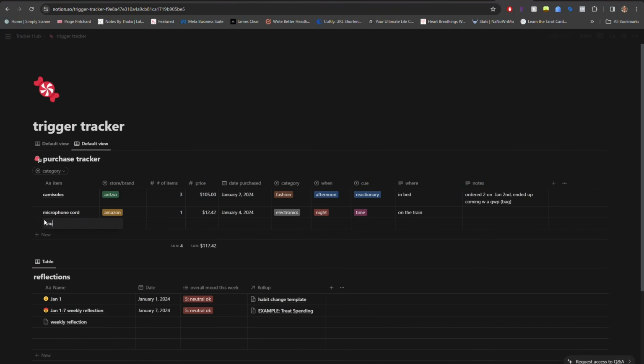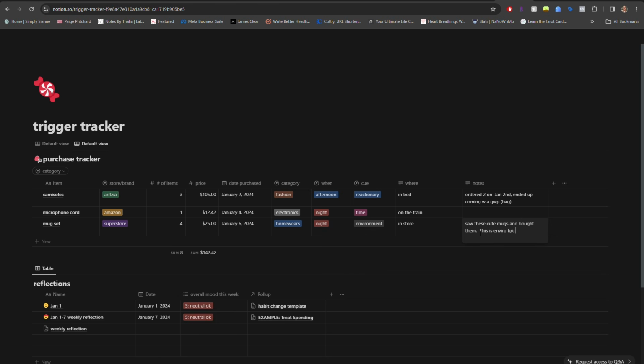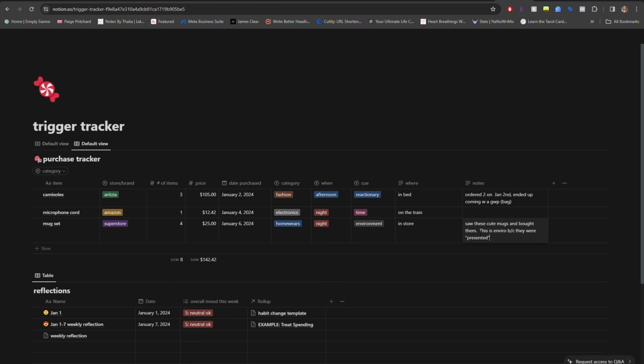So we have some standard information. We have our item, the store/brand that the item is from, number of items, price, date purchased. The store or brand can give you some pertinent information of, let's say, how much money you're spending at a particular store, or maybe let's say that you do 90% of your Amazon shopping on your couch at nighttime, and Amazon is one of your big problem categories. You now have a solution. By changing your environment, then you can cut out one of your biggest problem areas.